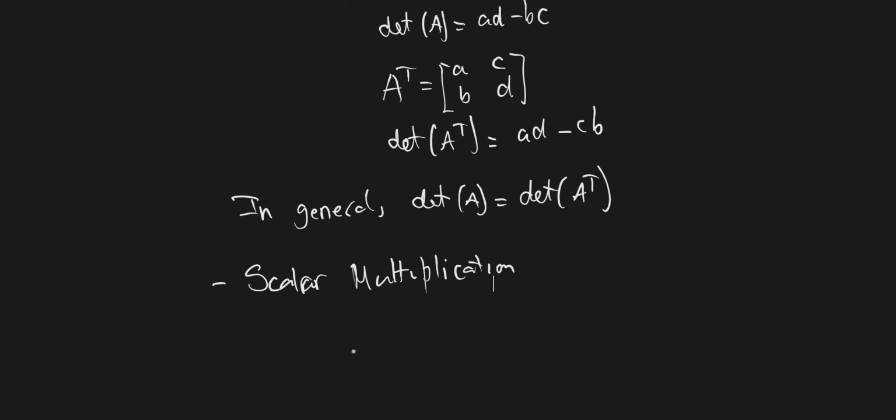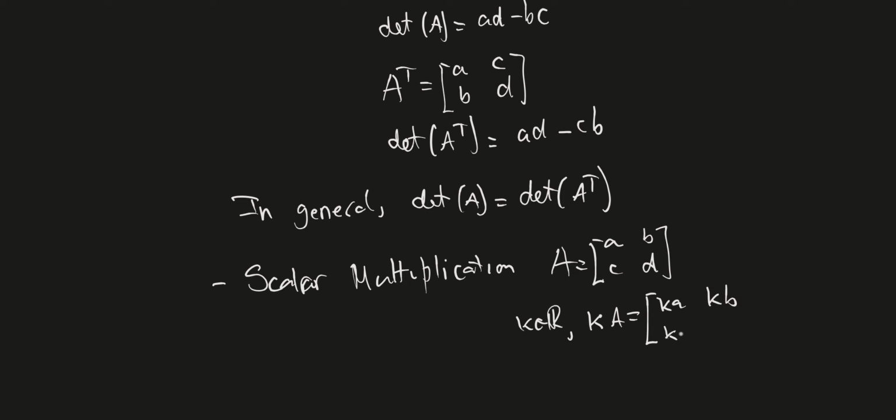Okay, so scalar multiplication. So we have our matrix, right? And I'm not going to keep stating that A, B, C, D are real numbers. We stated that earlier, but here's our matrix. And now let's take any constant and multiply this matrix. Well, K times A is K little a, Kb, Kc, Kd, right? Well, now let's take the determinant of this.